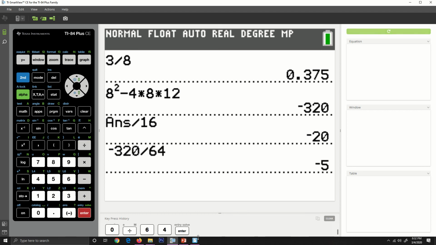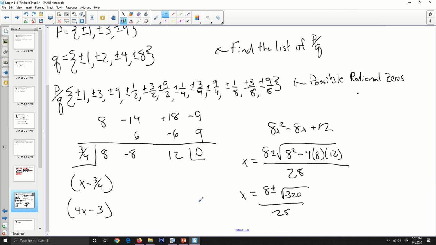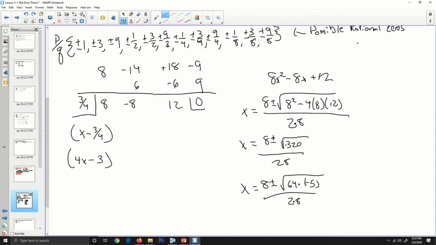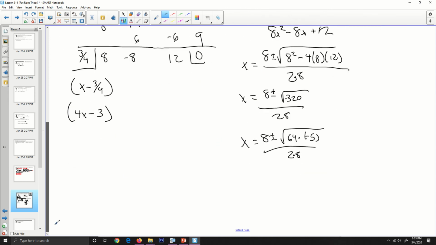That'll leave me 5. 64 is the largest. That'll work. All right, so I've got x equals 8 plus or minus the square root of 64 times negative 5 all over 2 times 8, because it's 2 times a, and our a value was that there. So we're good.